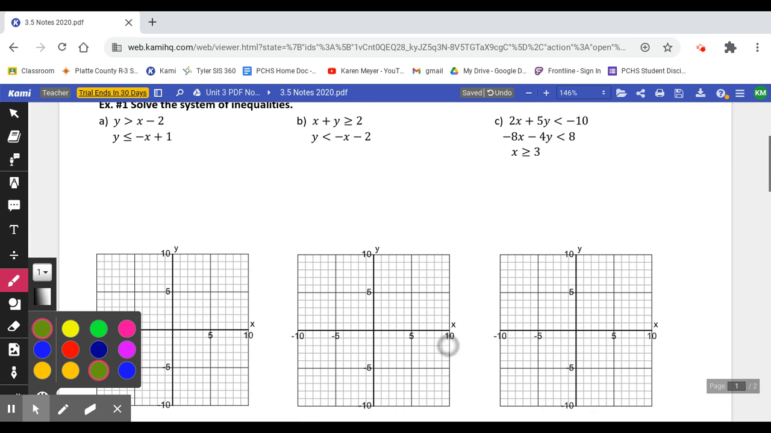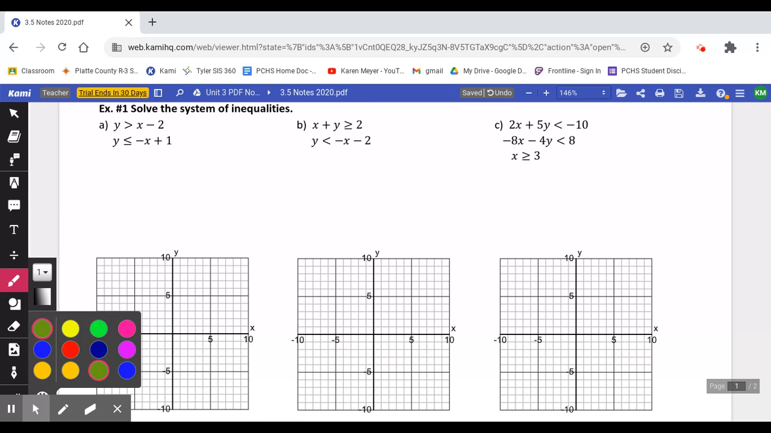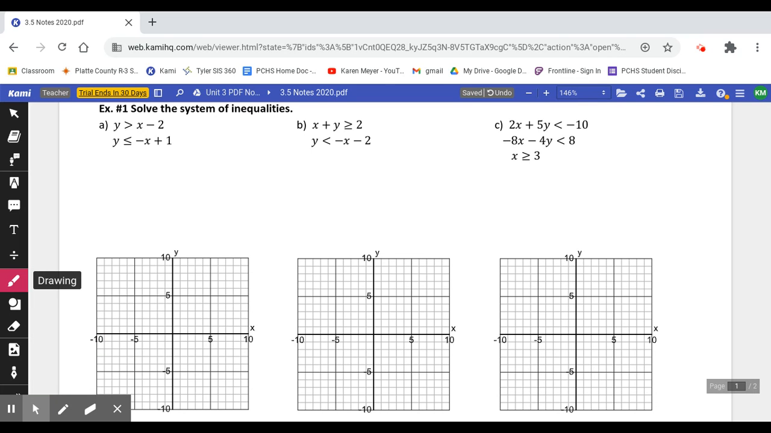So let's move on to some examples. On this one, they're both in slope-intercept form. Yay! So on the top one, the y-intercept is -2. Slope is 1, so up 1 over 1, up 1 over 1. And this one should be a dashed line, because remember, it doesn't have the or equals to, so here's my dashed line.